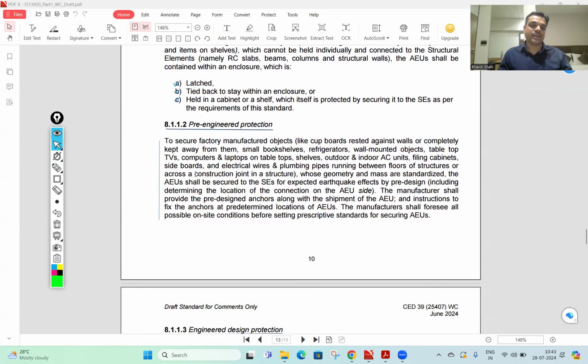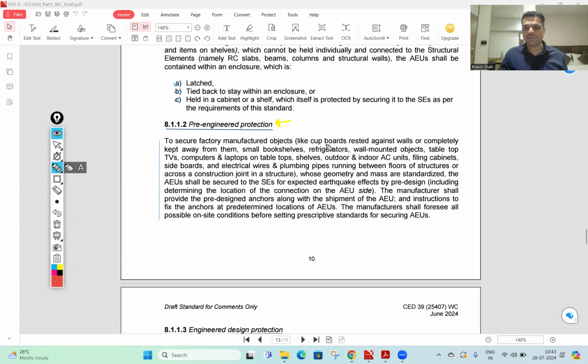The next is the pre-engineered protection. In the pre-engineered protection, the vendor or the manufacturer will design the fastening system, and then they will provide those fastening systems along with, let's say, specifying the locations.